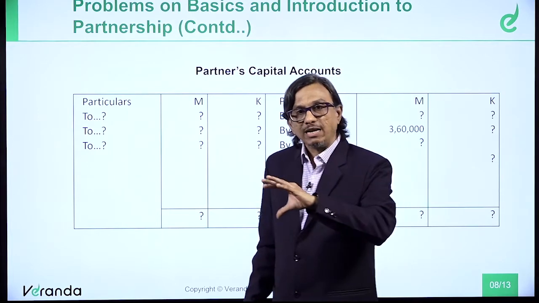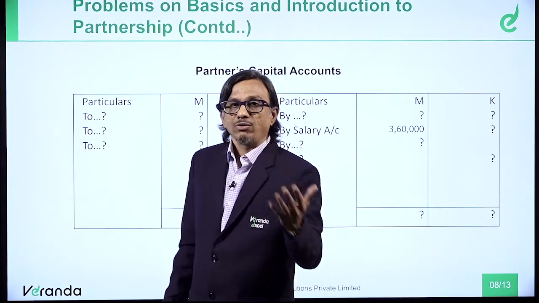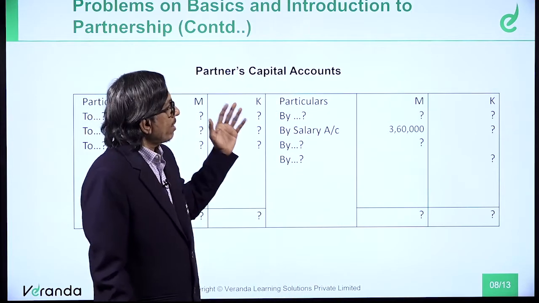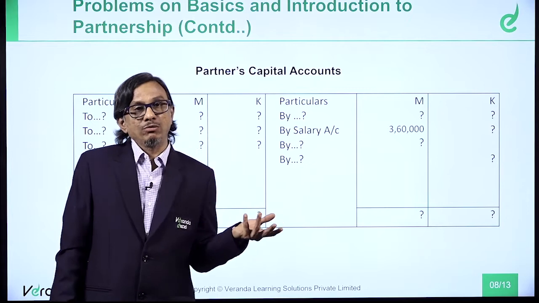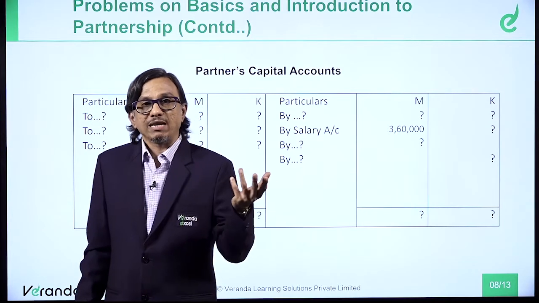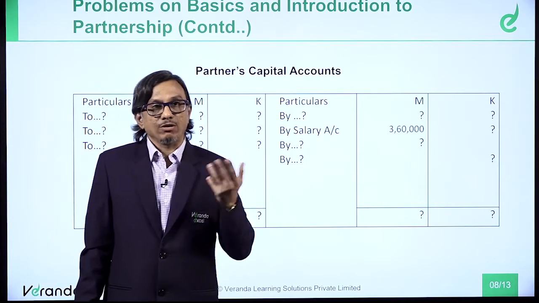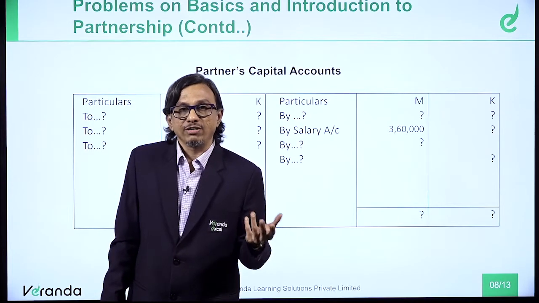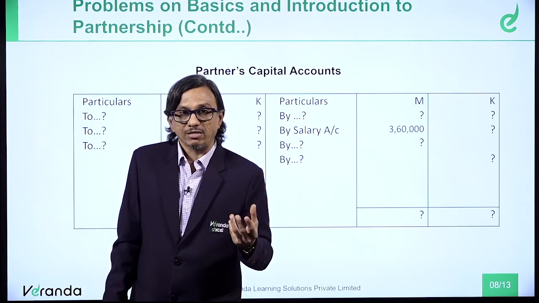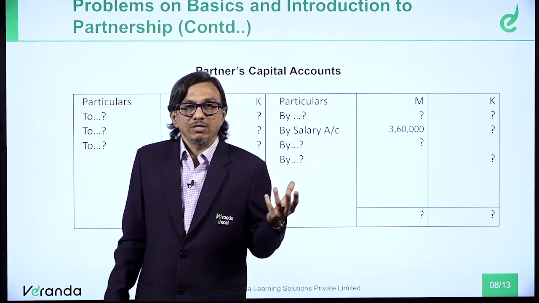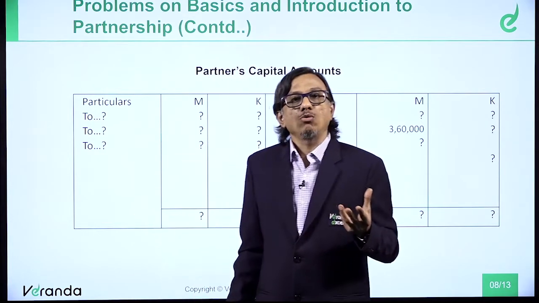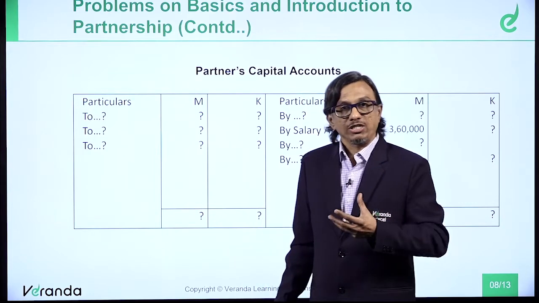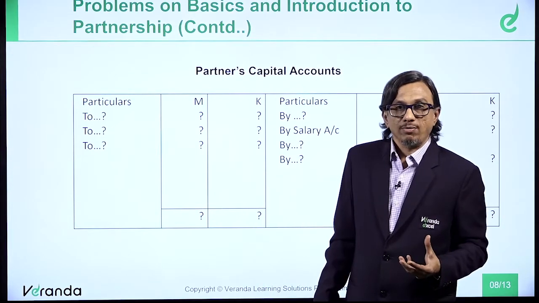And from the P and L Appropriation account, we have to record the items in the partners' capital account. If you do that, you will be able to determine the closing balance of the partners' accounts and also the profit made by the firm during the particular year. This is how we are going to solve this problem. Let us see how to solve it. We will go to the Excel sheet to see the solution now.